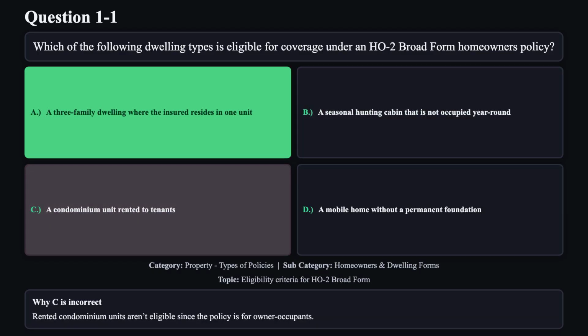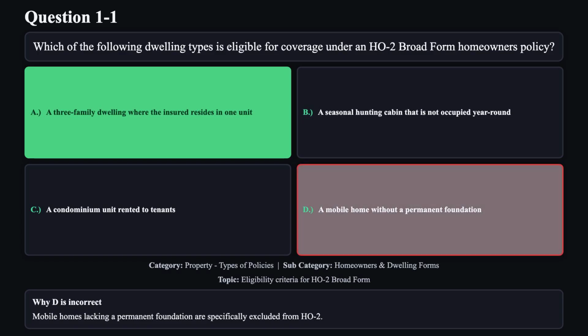Reason C is not correct. Rented condominium units aren't eligible since the policy is for owner occupants. Reason D is not correct. Mobile homes lacking a permanent foundation are specifically excluded from HO2.